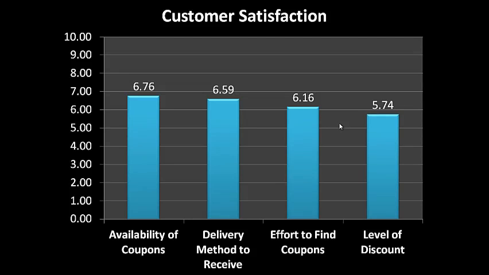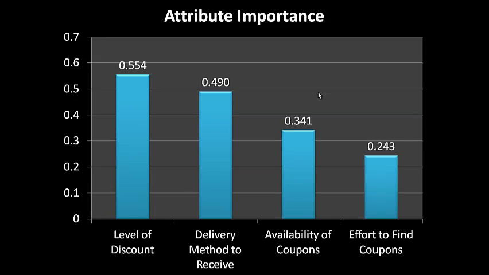Okay, first up we have customer satisfaction. To get this data, what we did was compile all the satisfaction scores that were given to us by the sample, and then we found the means for each individual attribute, and those are right here. Availability of coupons is the area that we're doing the best in, 6.76, and more importantly, the attribute that we are doing the worst at is level of discount. And as I mentioned earlier, that is going to be a running theme, so it's very important to pay attention to level of discount throughout this presentation.